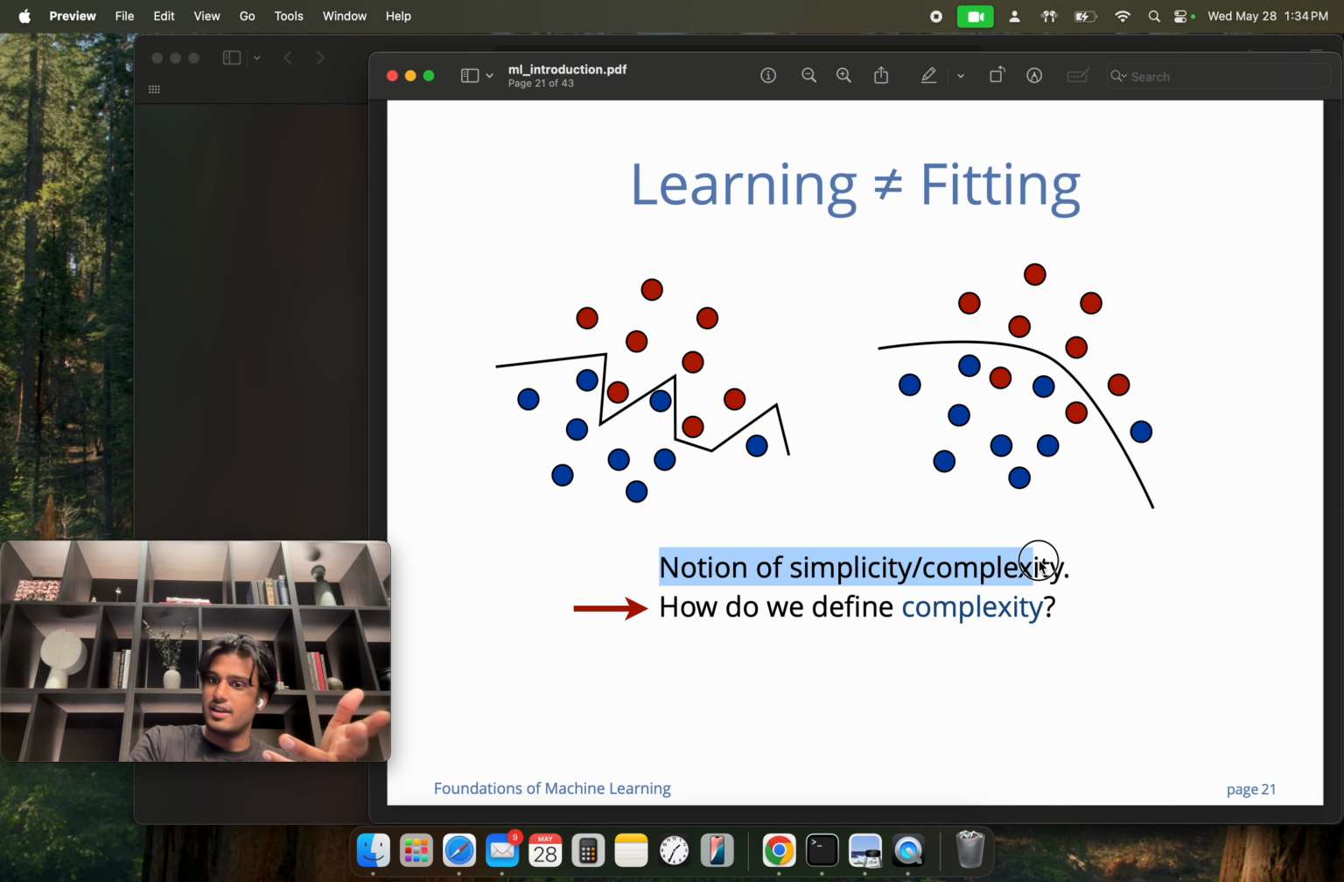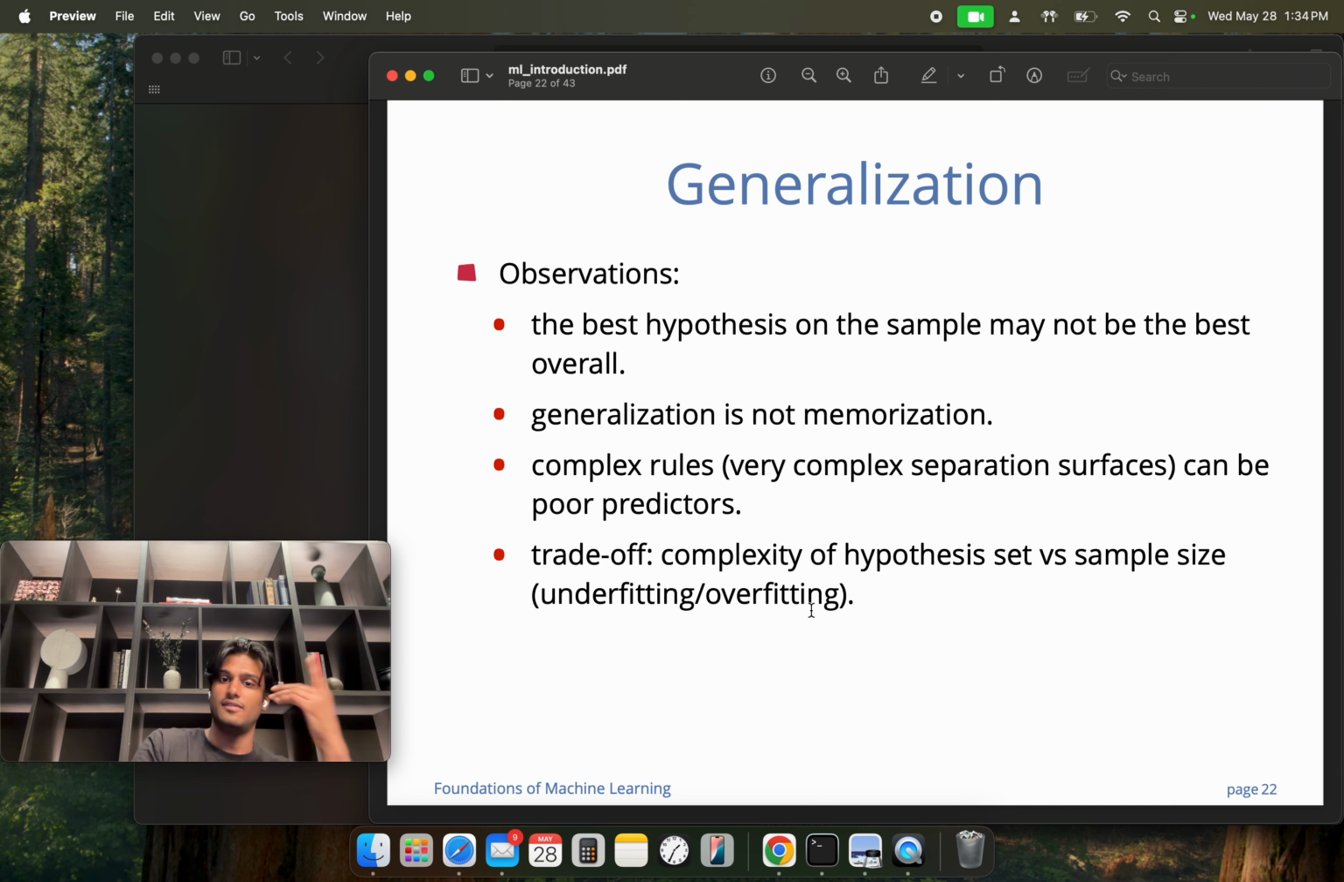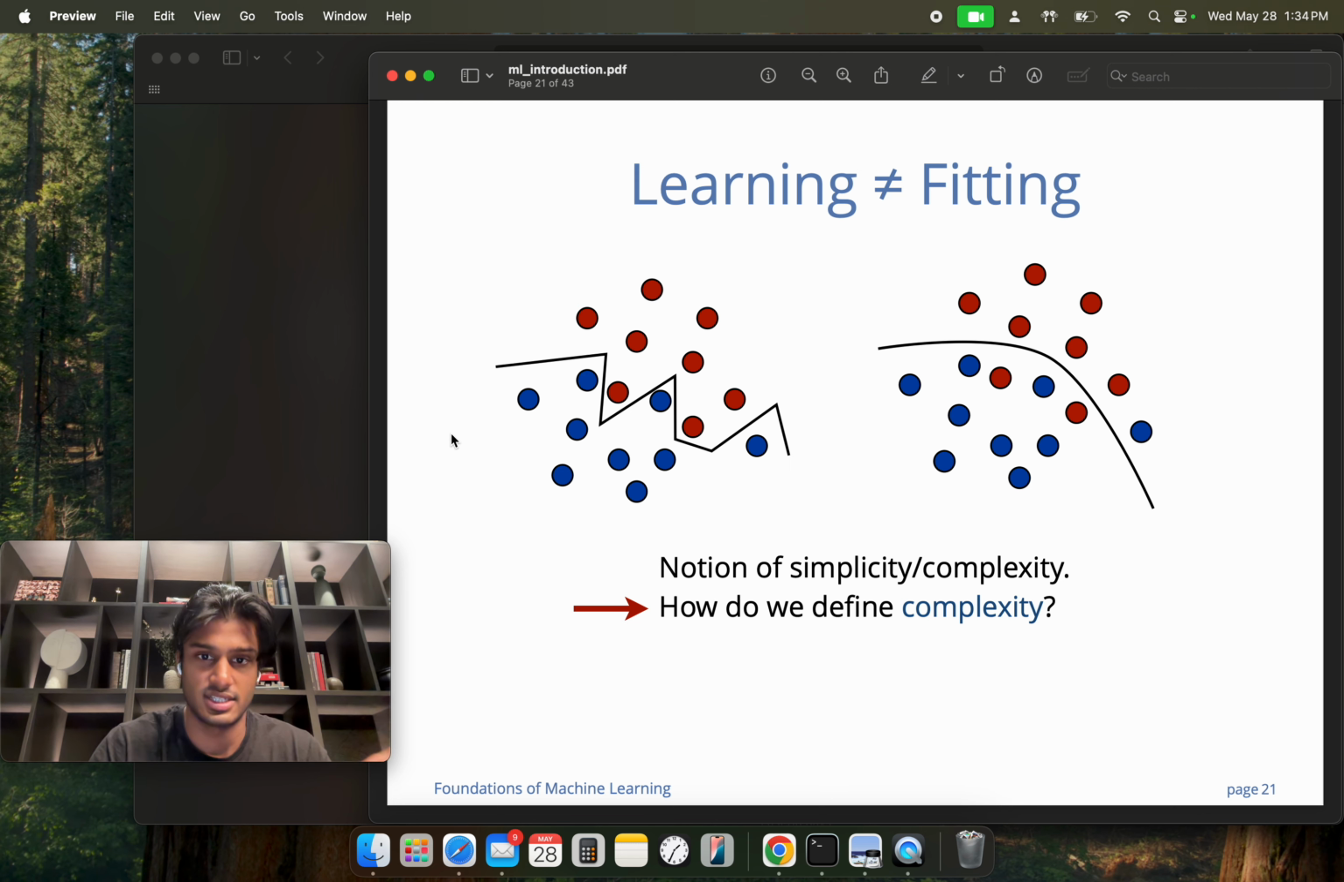So we need to define some sort of simplicity or complexity. How do we define complexity? That's a good question, and we will. That's the key. The best hypothesis on the sample may not be the best overall. This is illustrated by this picture. This jagged crisscross function is the best hypothesis on this sample, but it's trying to do something which may not be too good of a generalizer.